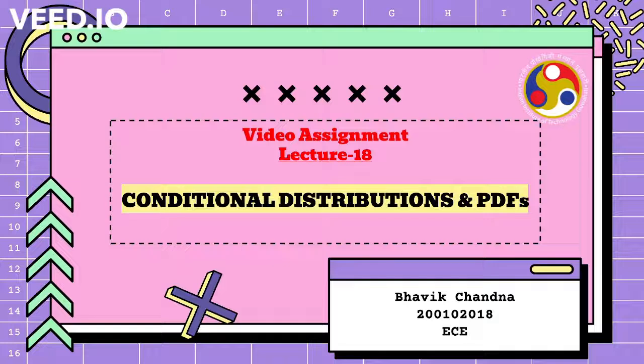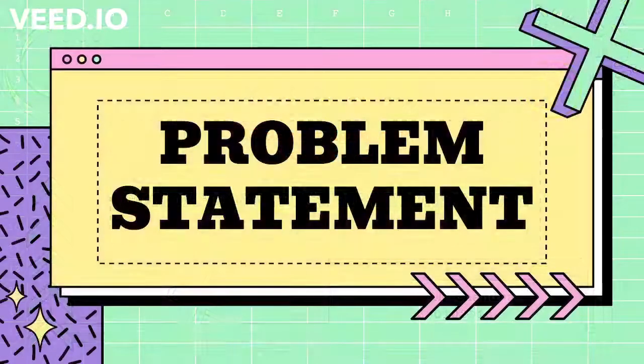Bhavik Chanda, roll number 2001-02018 from EC branch, and this is my video assignment where I shall be discussing and explaining a problem based on the topic of conditional distribution and probability density function. Now let's have a look at the problem we shall be facing.